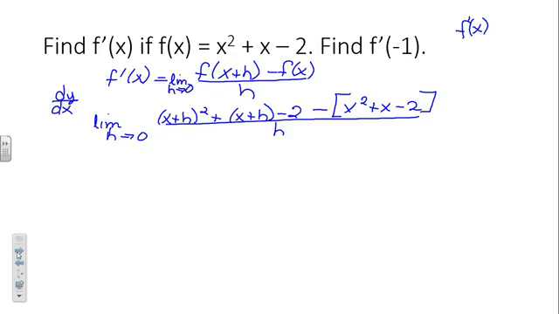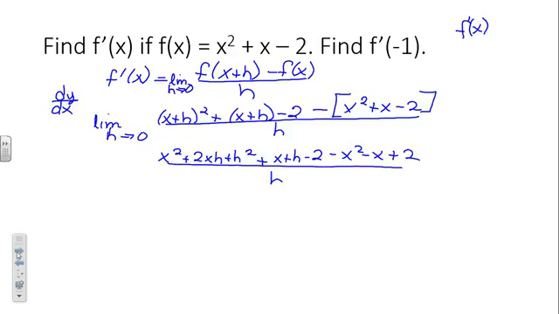So we should know how to square this, right? x squared, multiply them together and double them, 2xh, h squared, plus x plus h minus 2, just like the other one. Minus x squared minus x plus 2 this time when we take a negative times a negative, all over h.